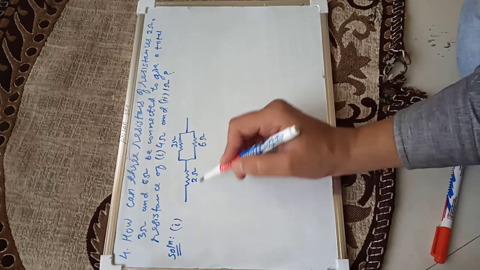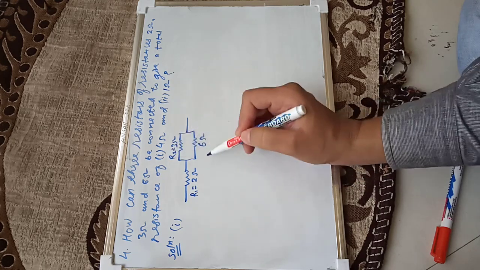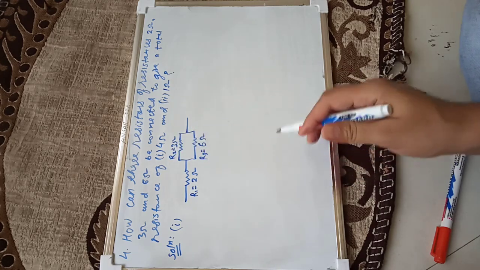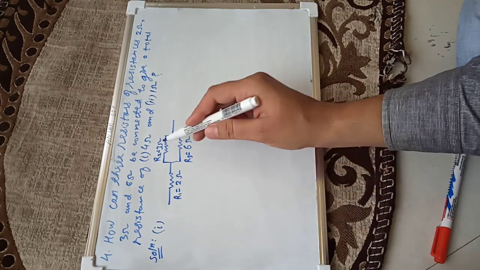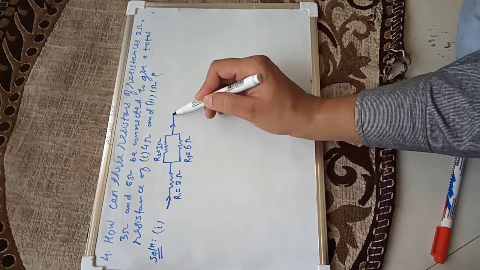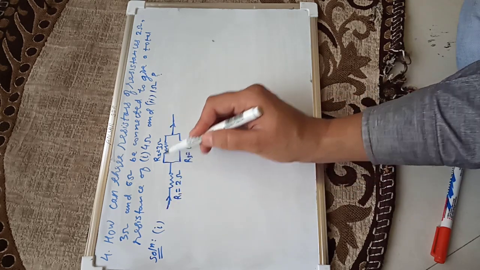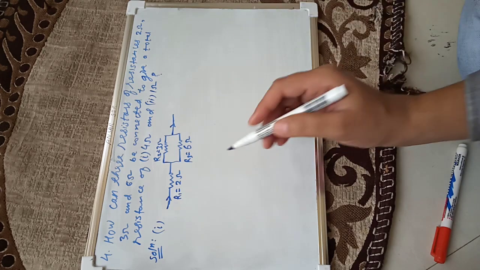Now let us give names to them. R1, let this resistance be called R2, let this resistance be called R3 as shown in the diagram. Let us now solve. We will first solve this parallel combination. The current is coming from here. Let us suppose the current is going here. Here the current will be divided into two branches. That's why these two branches are in parallel.